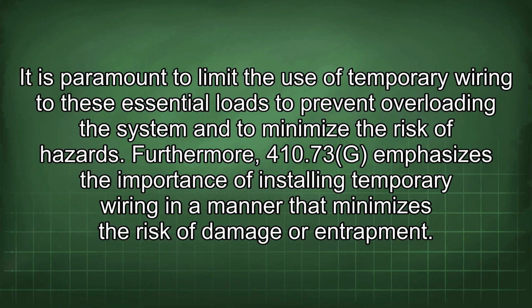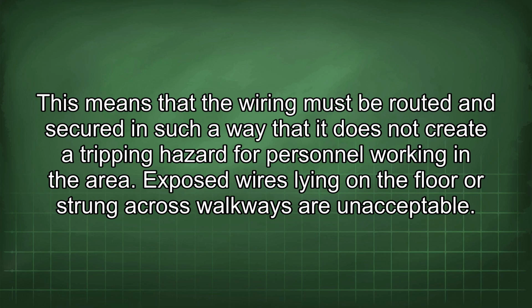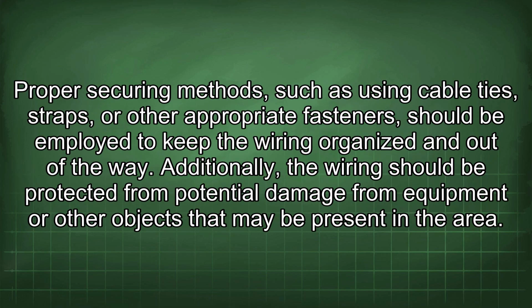Furthermore, 410.73G emphasizes the importance of installing temporary wiring in a manner that minimizes the risk of damage or entrapment. This means that the wiring must be routed and secured in such a way that it does not create a tripping hazard for personnel working in the area. Exposed wires lying on the floor or strung across walkways are unacceptable. Proper securing methods, such as using cable ties, straps, or other appropriate fasteners, should be employed to keep the wiring organized and out of the way.